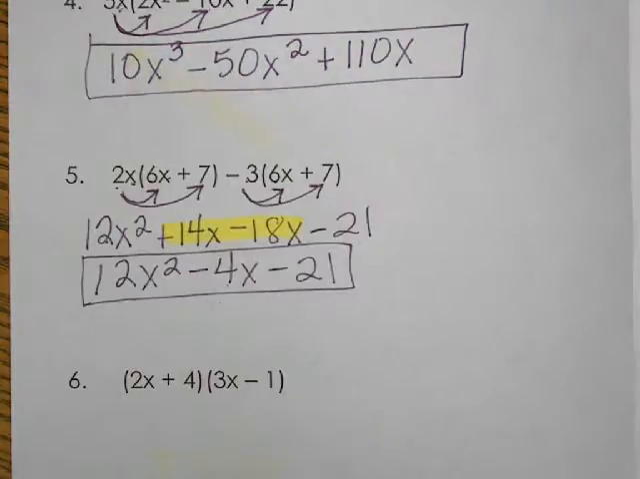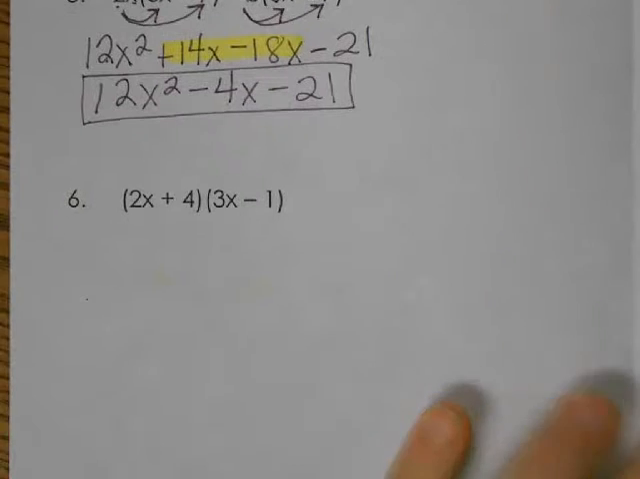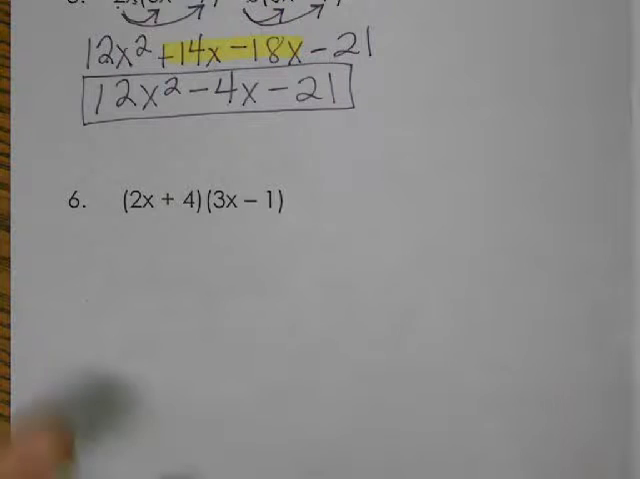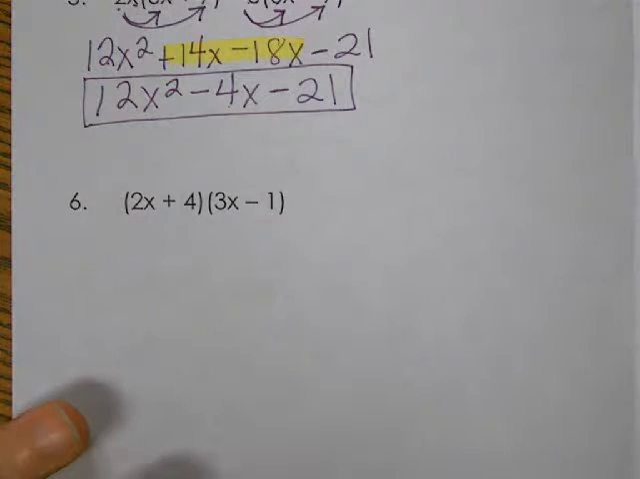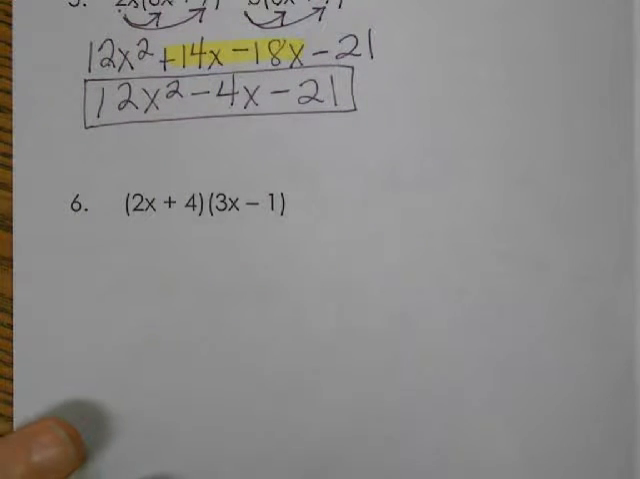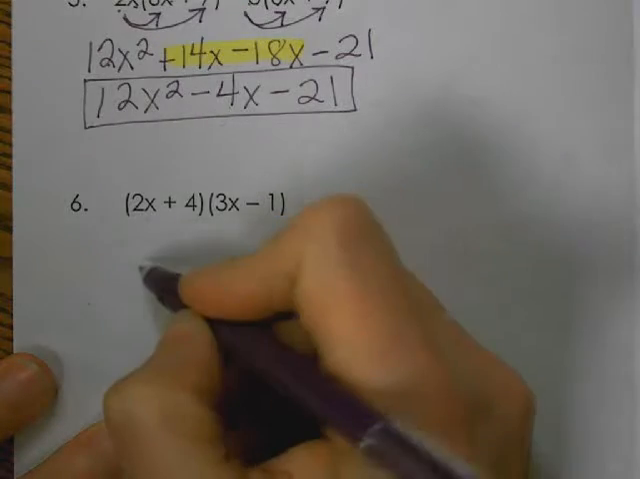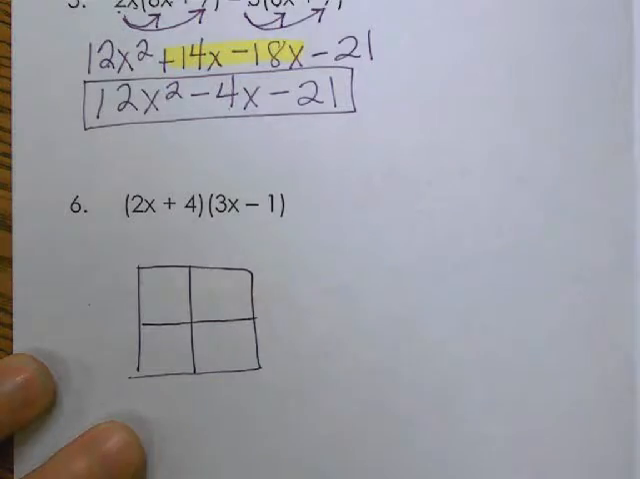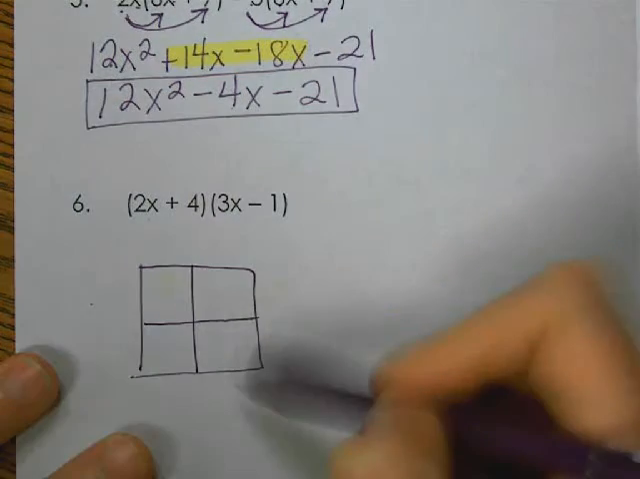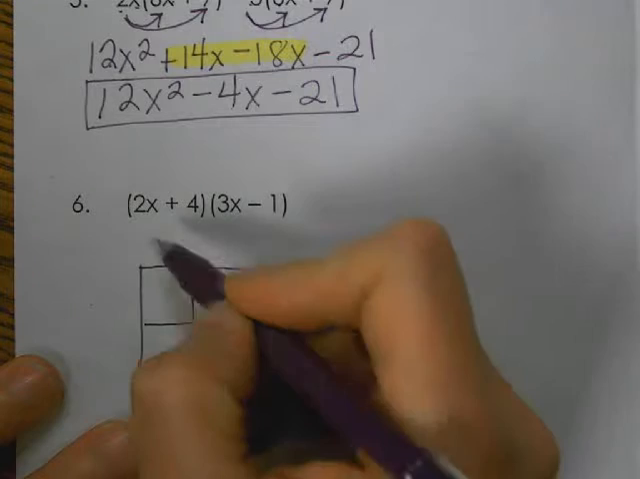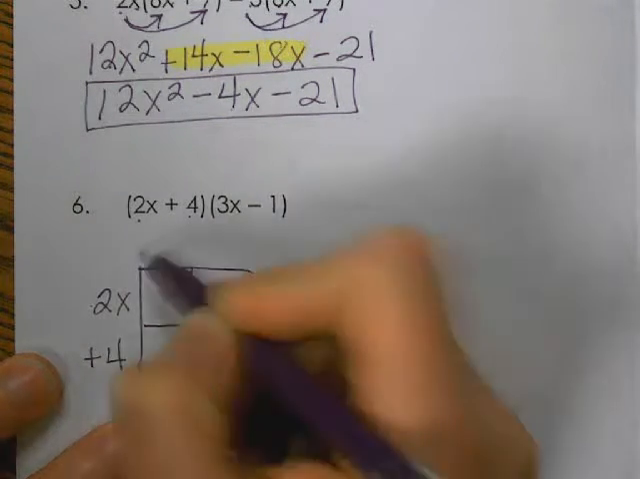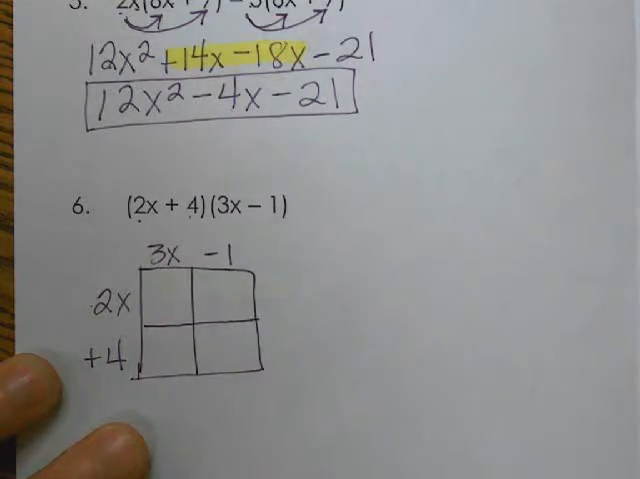Okay? Alright. Example 6 has the 2 terms on the outside. So I prefer the box method when there's 2 terms here and 2 terms here. If you do not prefer that method, you're welcome to try it without the box method. I prefer the box method for this one. So here we go. We have 2 terms and 2 terms, so that means we're going to have 4 places in our box, right? 4 different things to multiply. 2x plus 4 goes here, and 3x minus 1 goes there.